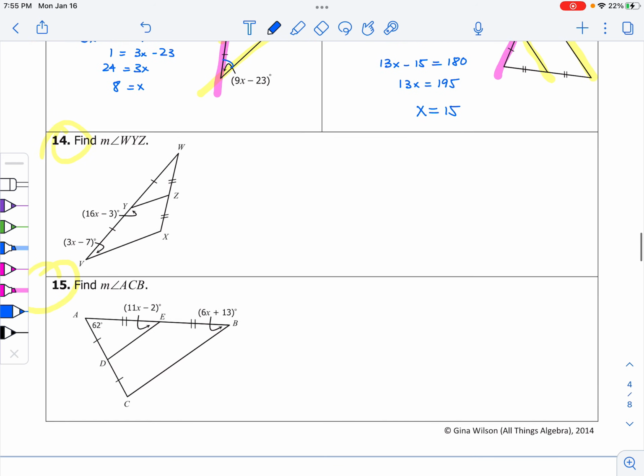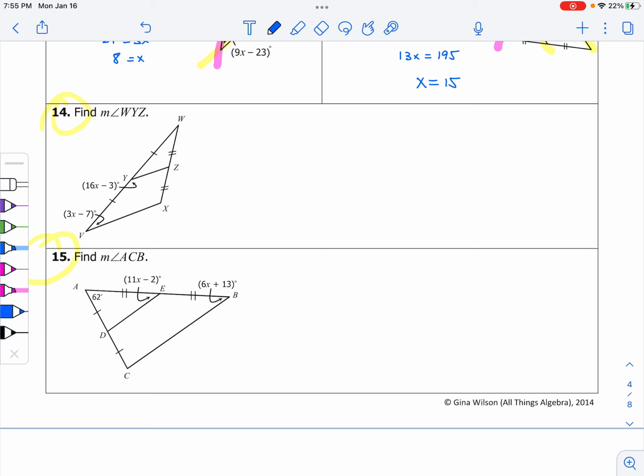Last but not least, I'm going to zoom out a little bit just for those of you who are with me much faster. If I'm looking at this angle and this angle, they are going to be considered same side interior again. So that means that I have 16x minus 3 plus 3x minus 7 equals 180. Combine like terms. Add 10, divide by 19, and x would come out as 10.